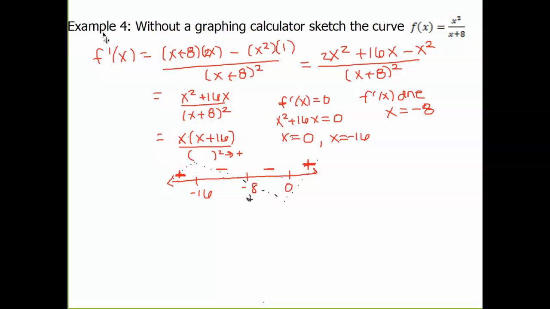So that -8, we already know, is a vertical asymptote. So that means it's approaching negative infinity and coming from positive infinity.